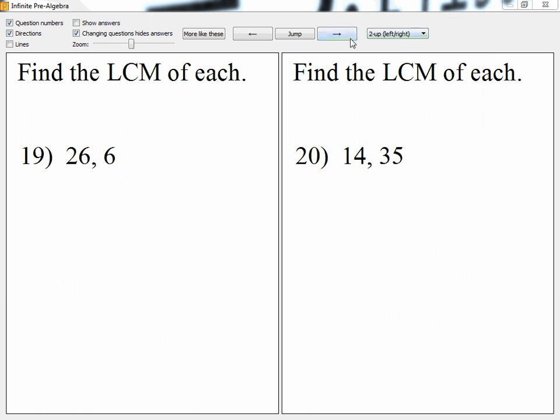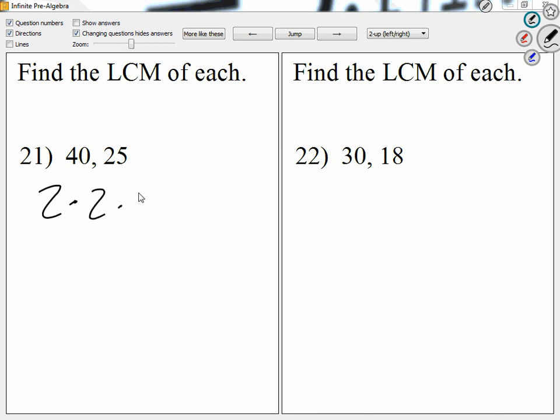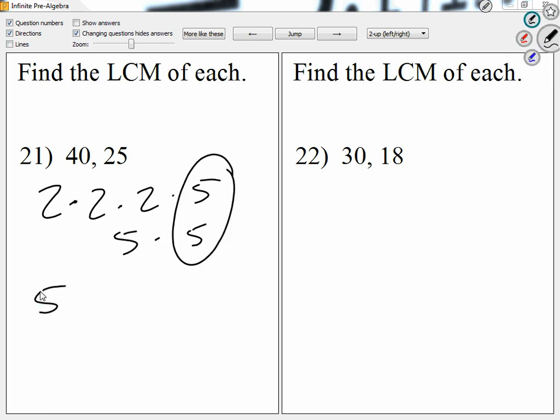Right. Let's take a look at number 21. Prime factorization of 40 is 2 times 2 times 2 times 5. 25 is 5 times 5. So I see my greatest common factor is 5. But remember, I have to go greatest common factor multiplied by everything else. So I'm going to go 5 times 2 times 2 times 2 times 5. What's that? 200.